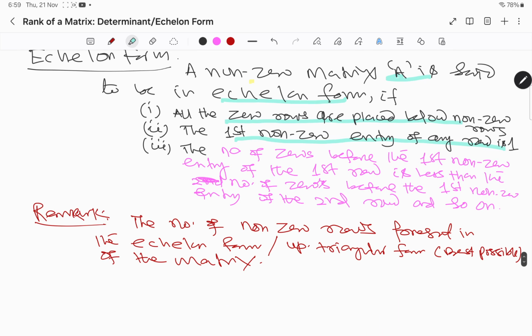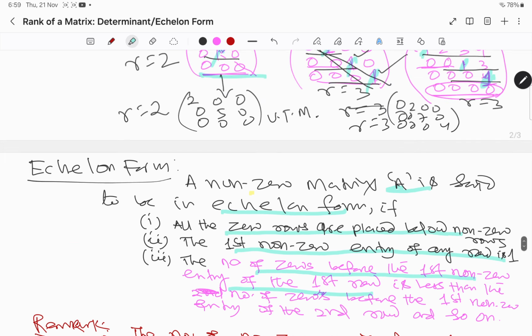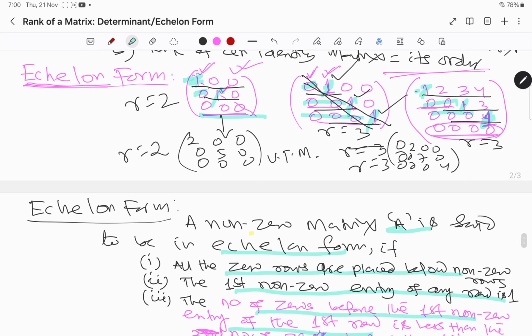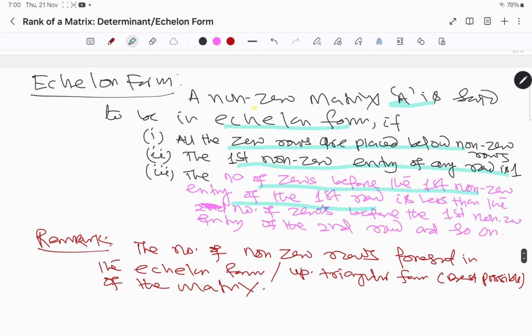Okay. Then the number of zeros before the first non-zero entry of the first row. Here there is no zero. Here there is a single zero. Right. Here there is a single zero. Here there are 2 zeros. Here there are 3 zeros. Right. Here no zero. Here 2. Here 3. Okay. So the number of zeros before the first non-zero entry of the first row is less than the number of zeros before the first non-zero entry of the second row, and so on.